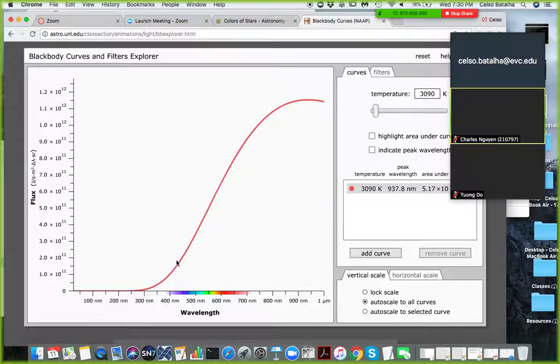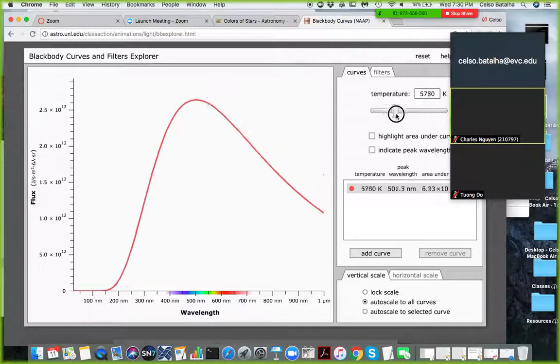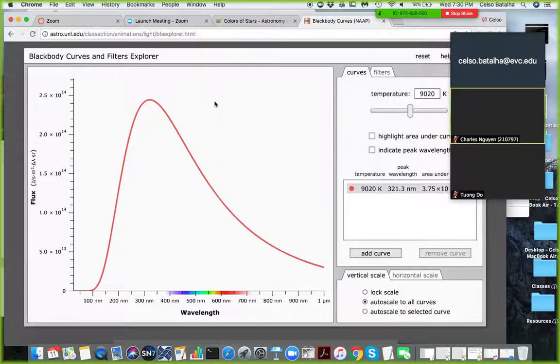And when you look at Vega, which is about this temperature, most of its radiation, if you look at the optical range, which is this rainbow here, is coming out in the ultraviolet part. So astronomers were able to explain in very good detail, at least using a quantum model, how black bodies behave, and that's how we understand stars nowadays.